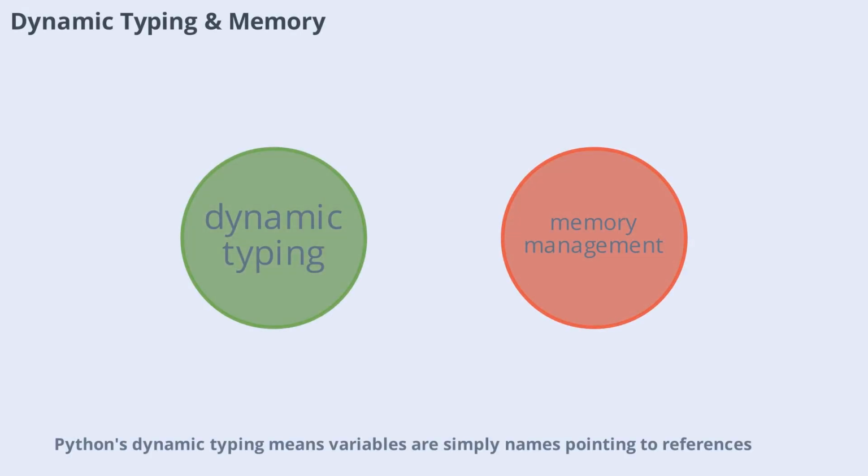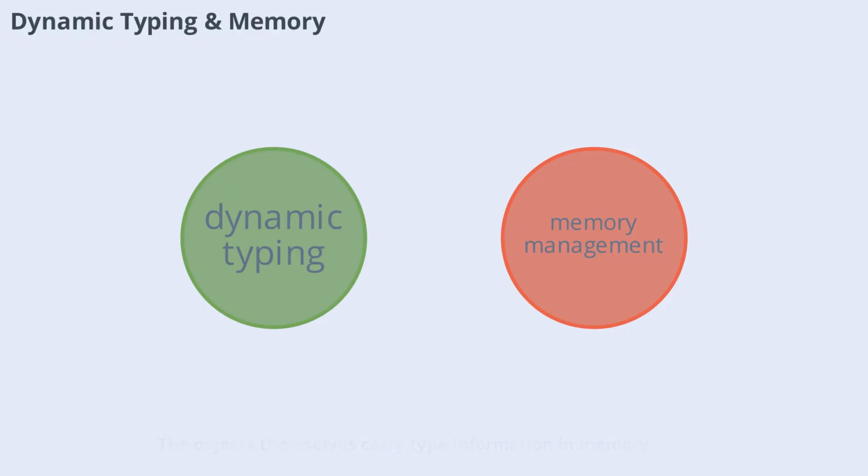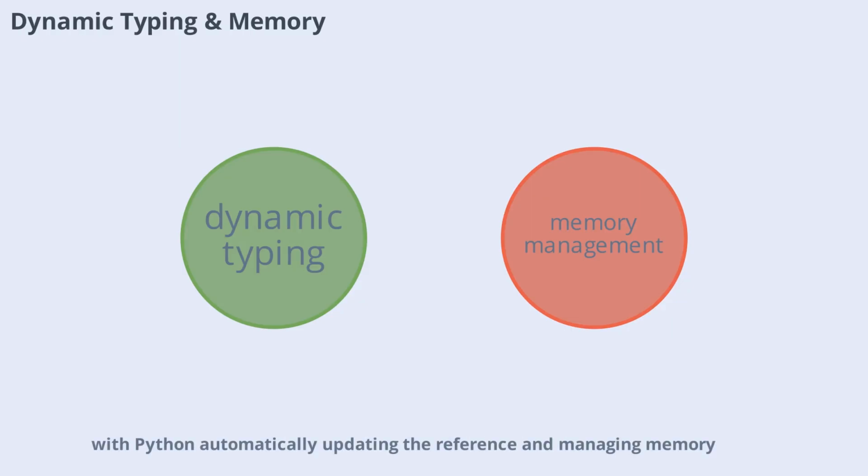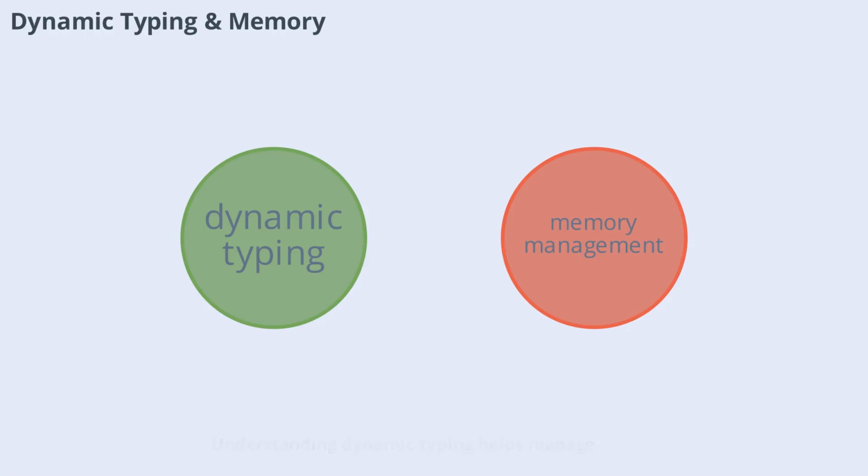Python's dynamic typing means variables are simply names pointing to references, not containers of data types. The objects themselves carry type information in memory. This allows a variable to point to an integer at one moment and a string at another, with Python automatically updating the reference and managing memory. In AI workflows, this flexibility is useful for handling diverse data types, such as switching between numeric targets and categorical labels. Understanding dynamic typing helps manage memory efficiently and avoid unexpected behavior.